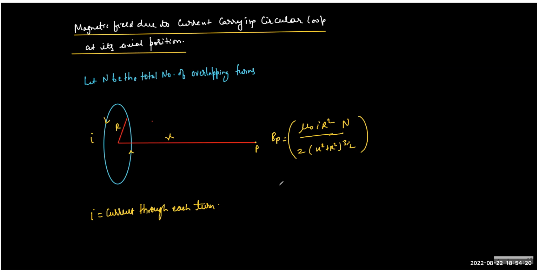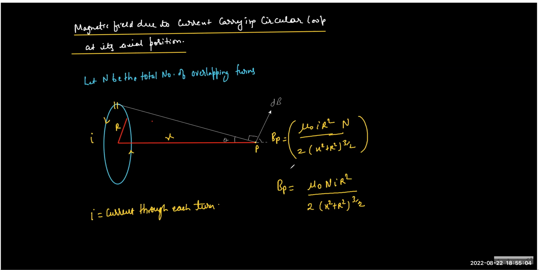So the BP turns out to be mu naught n I r square upon twice of x square plus r square power 3 by 2. So I think the process is same. You can take a dl element, and yes, it will create a field at this point at the right angle to this line. And this is called dB, and then we can take the X component and integrate, right? So I hope this is what you did.